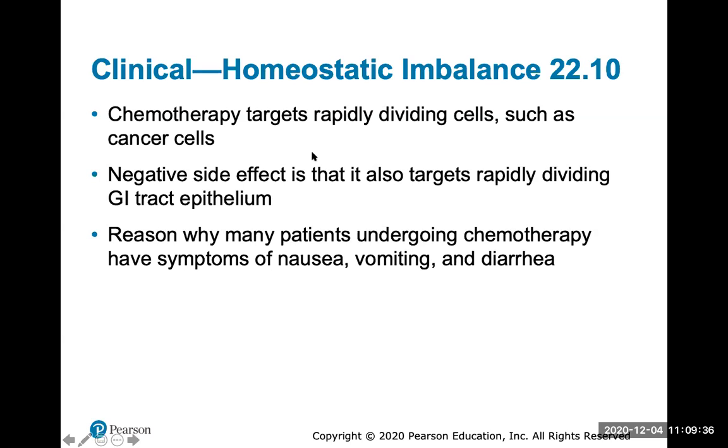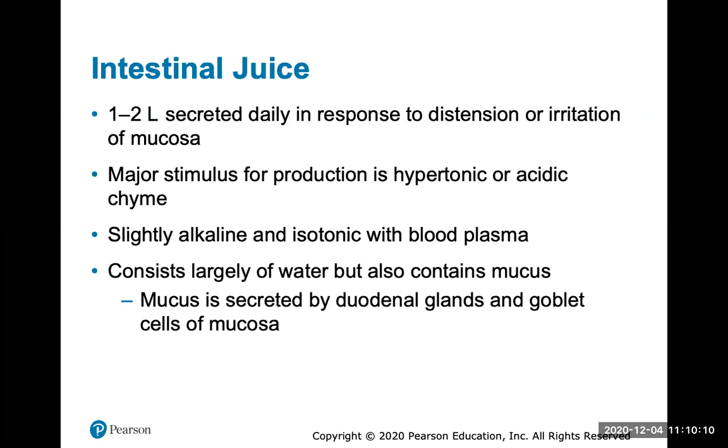Chemotherapy targets rapidly dividing cells such as cancer cells, and the negative part of this is that it also targets the rapidly dividing GI tract epithelium. Your GI tract has cells that are constantly dividing and replacing themselves because your GI tract is under so much abrasion that every 2 to 3 days it needs to regenerate the cells and the lining of it. This is a reason why many patients who undergo chemo have symptoms of nausea, vomiting, and diarrhea, because their GI tract is being destroyed by the chemotherapy. Just really tough on them.